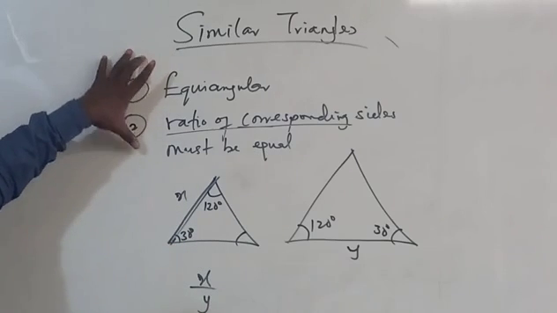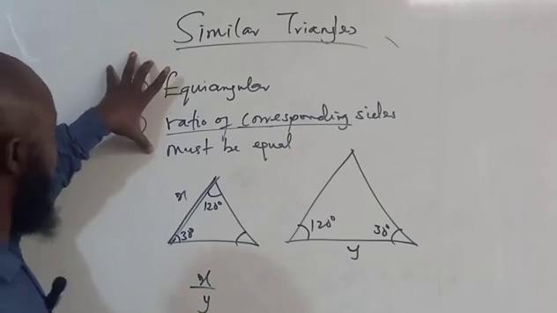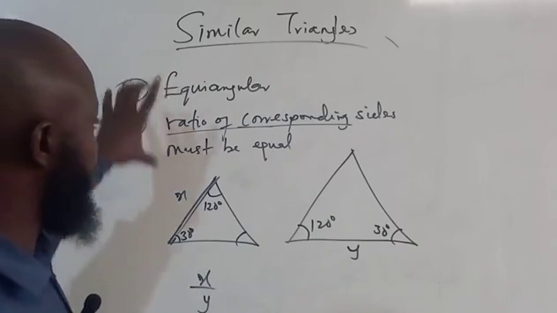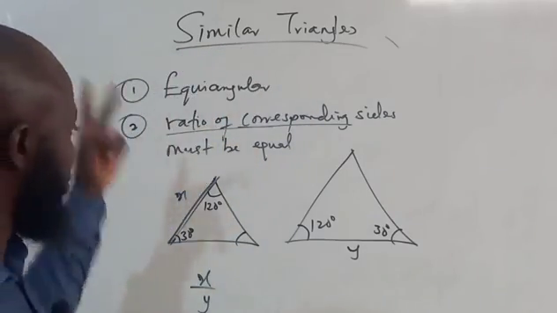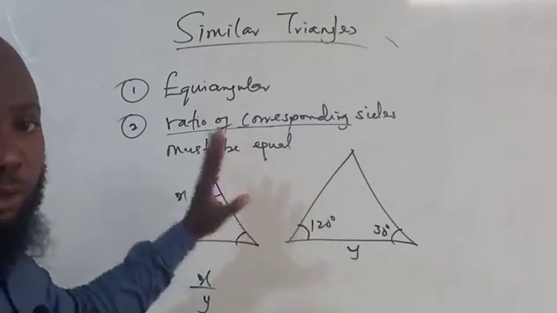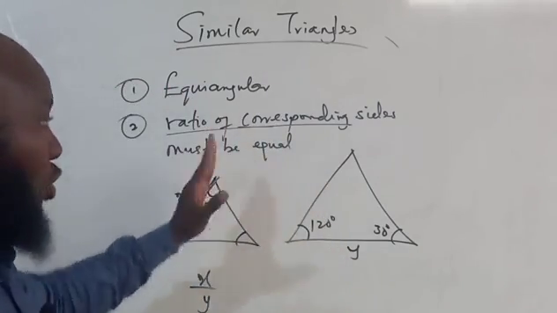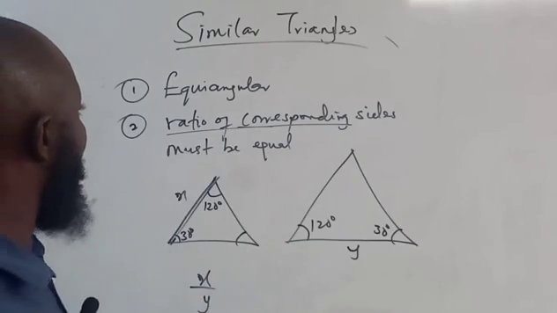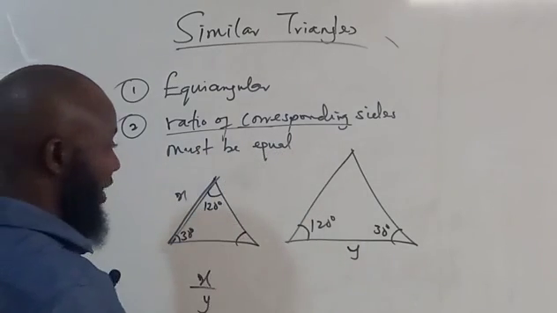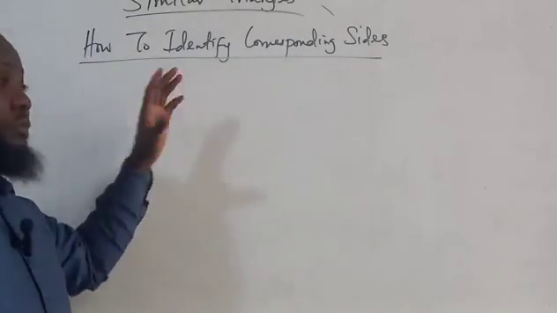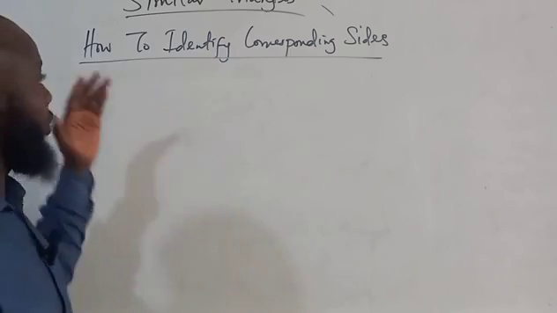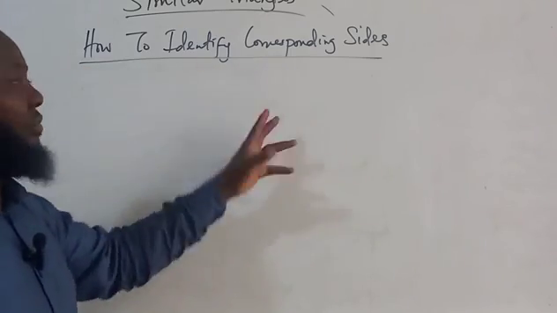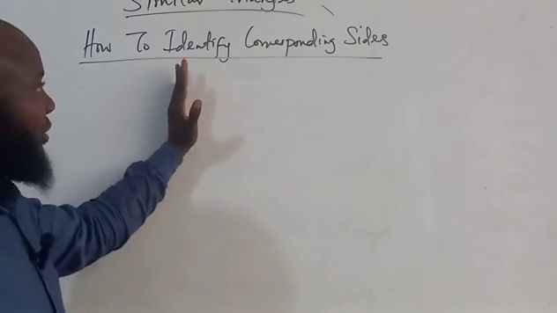So these are the two conditions we must meet before we conclude that two triangles are similar. The first one, they must be equiangular. At least two angles of the two triangles must be equal. Then the ratio of corresponding sides must also be equal. So from here, we now go to how to identify corresponding sides. Identification of corresponding sides is very key to the understanding of similar shapes. Once you fail to identify the corresponding sides, you find it difficult to solve the problem. And it's so easy to identify.